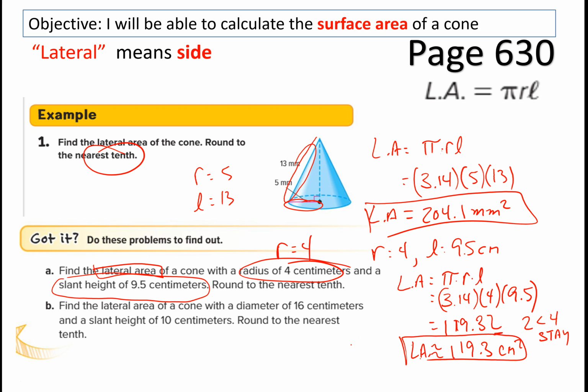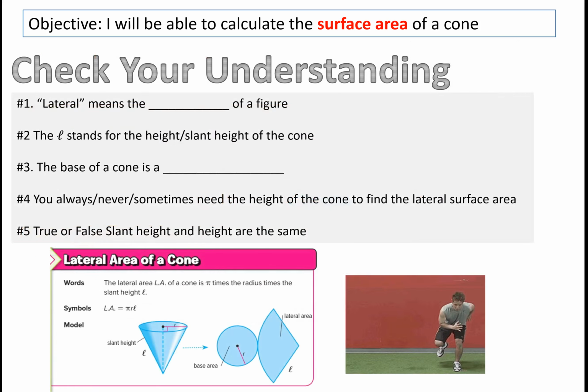All right, I'll let you do this one on your own. Quick check for understanding. What does lateral mean? And what does the L stand for in the equation? The base of a cone is what shape? And number 4, you always, never, sometimes need the height of a cone to find the lateral surface area. Pick one. And number 5, true or false, the slant height and height are the same. I'm going to let you do that, and I'll come back to these later.